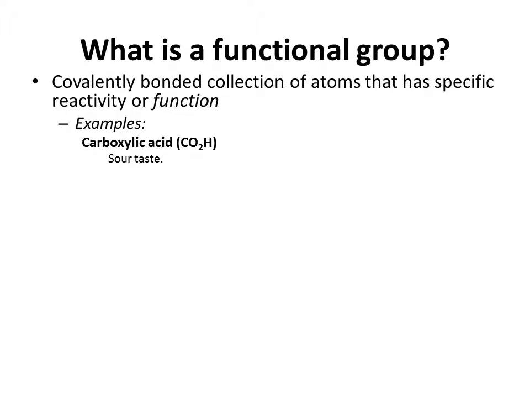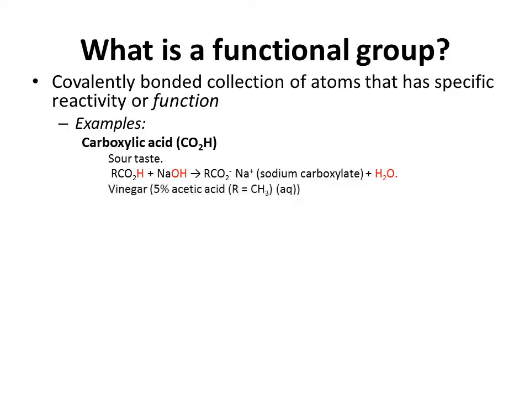They also undergo a reaction with the base sodium hydroxide. RCO2H plus NaOH produces the salt RCO2 minus Na+, which is a sodium carboxylate, plus water. Vinegar is an example of a carboxylic acid solution. It contains 5% acetic acid, or R equals CH3, dissolved in water.